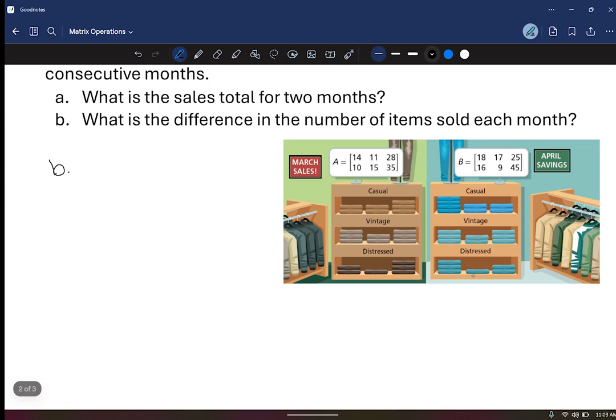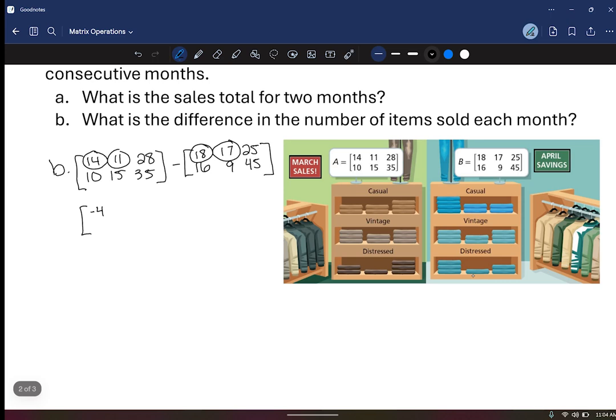Okay, part B. What is the difference in number of items sold each month? So we have matrix A. Difference means that we are subtracting. So we'll subtract April, which is matrix B. So we have 14 minus 18 is negative 4. So that means that we sold 4 more of that item in April than we did March.